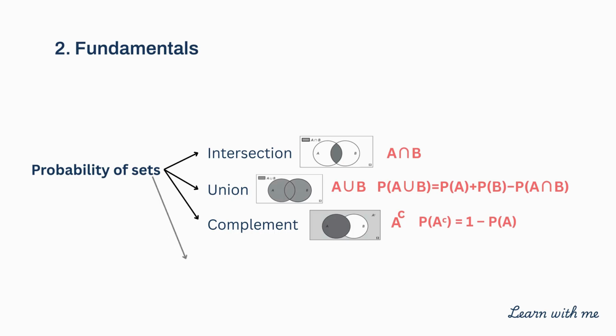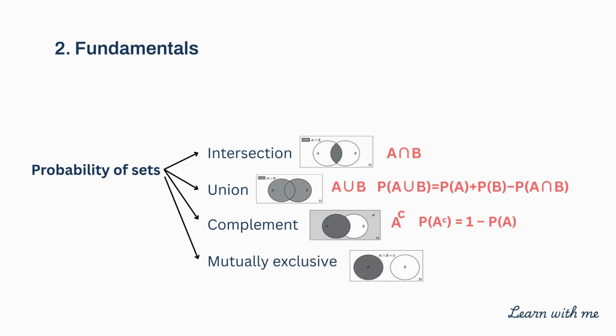And finally, we have mutually exclusive events. These are events that can never occur together. In other words, their intersection is empty. And the probability of their union is just the sum of their individual probabilities.